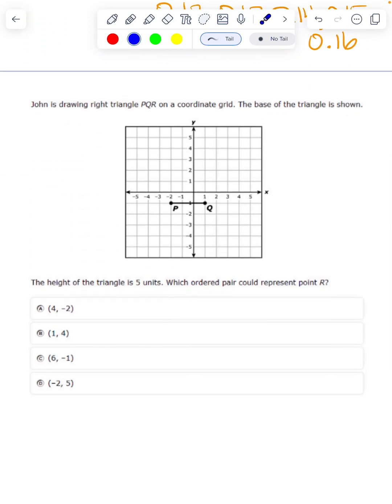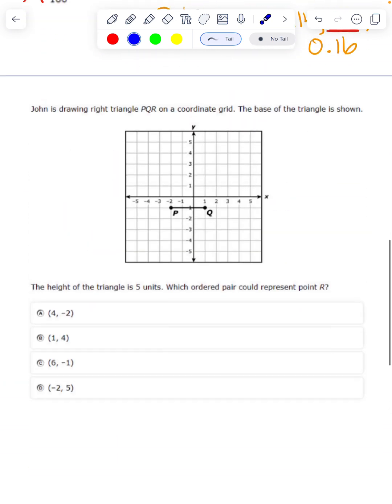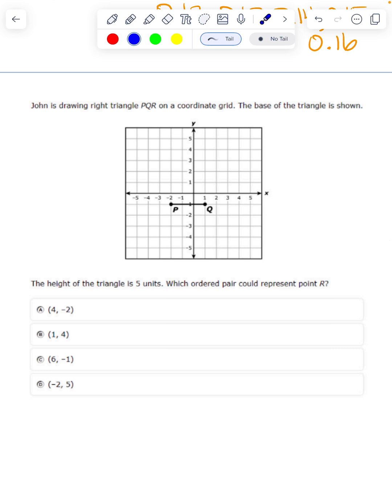All right, our last question on our homework is, there's 2 more. The second to last question on our homework is going to be a coordinate plane. So it says John is drawing a right triangle PQR on the coordinate grid. So right now you can see he's got PQ, so he's got the base of his triangle, but he does not have his height. And we know right triangles either look like this, right, with a right angle in the corner, or like this with a right angle in the corner.